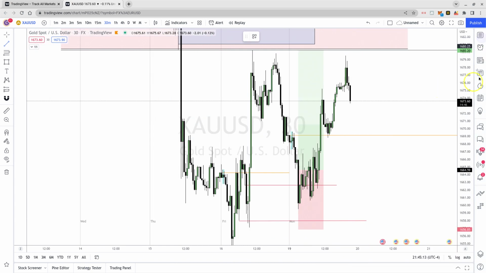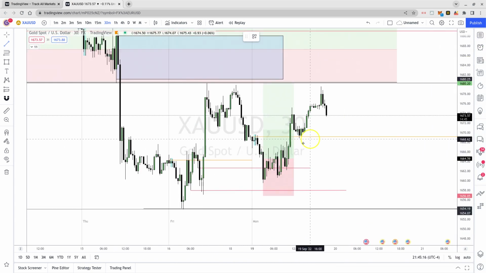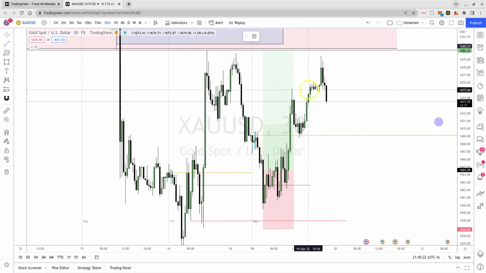Gold was actually beautiful. So I actually bought here to target this high. Now we have equal highs, so it would be very nice to see gold trade up under this low, maybe into this area here.